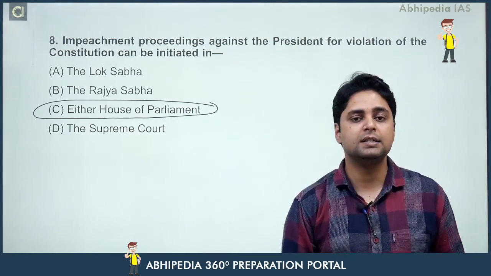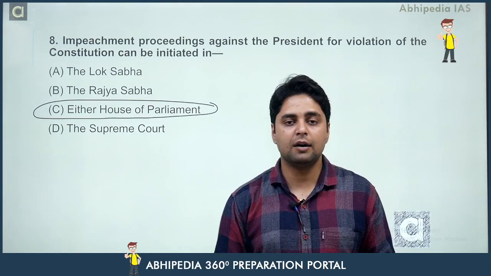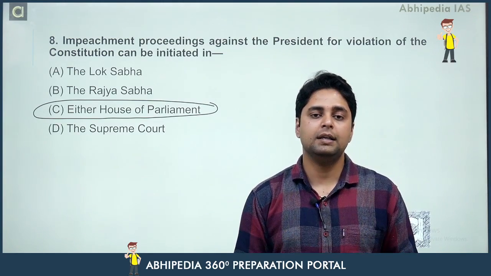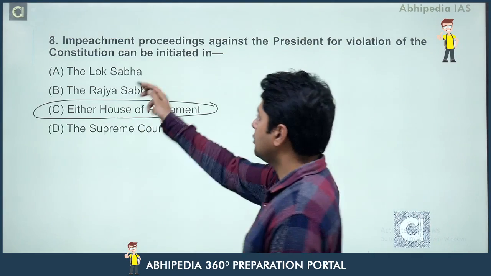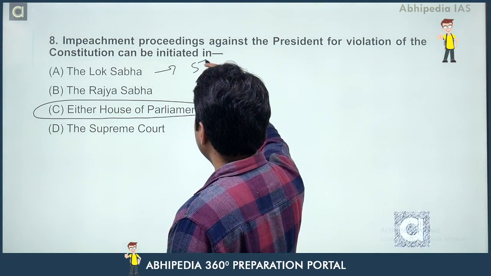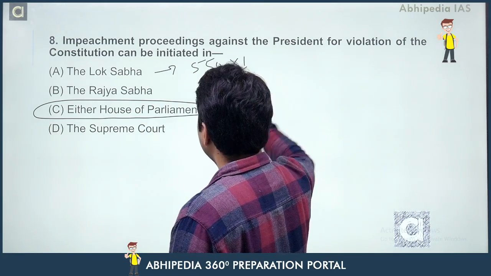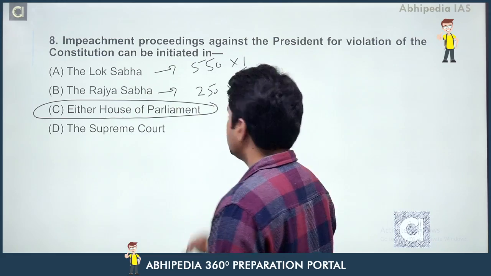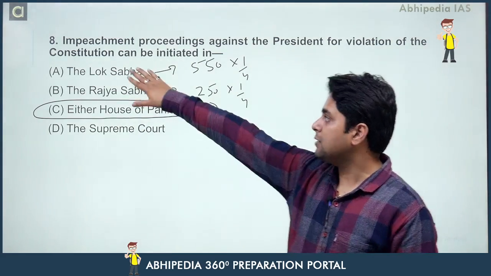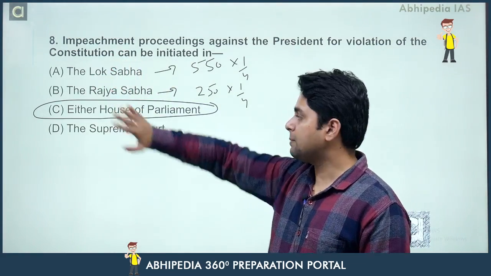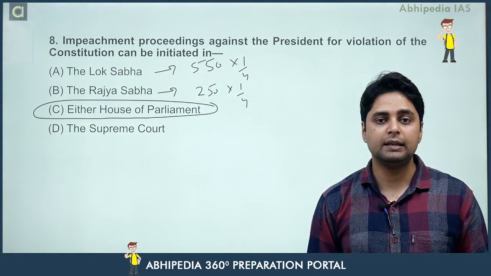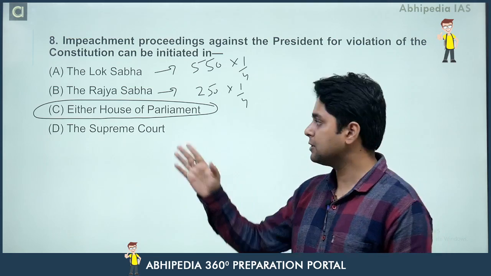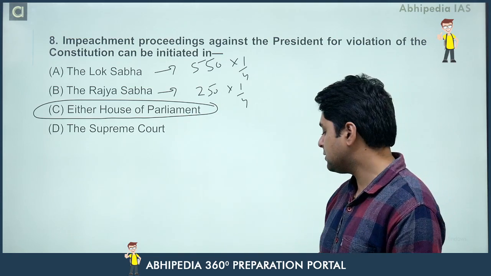The requirement is कि उस हाउस की टोटल स्ट्रेंथ का 1/4 मेंबर्स उस हाउस के प्रिजाइडिंग ऑफिसर को रिटर्न में ये प्रपोजल सेंड करेंगे. फॉर एग्जांपल, लोकसभा की अगर टोटल स्ट्रेंथ 550 है तो 550 का 1/4, और राज्यसभा की स्ट्रेंथ 250 है तो 250 का 1/4. इतने मेंबर्स अगर रिटर्न में लोकसभा के केस में स्पीकर को और राज्यसभा के केस में चेयरमैन को लिखकर ये प्रपोजल देंगे, only then the motion can be initiated. So it can be proceeded in either house of parliament. C is your correct answer.